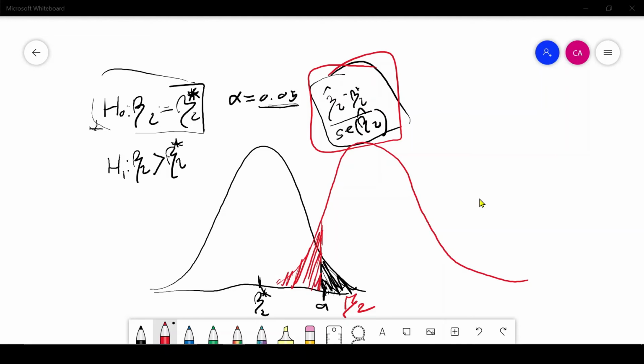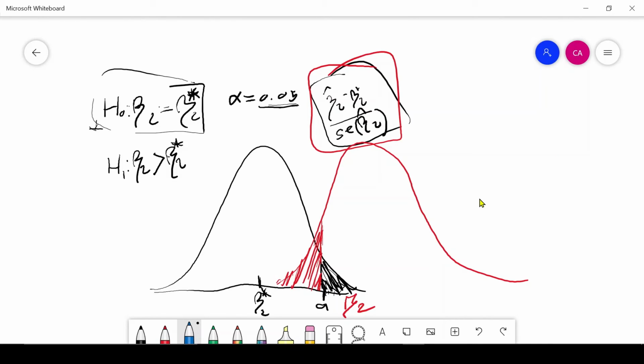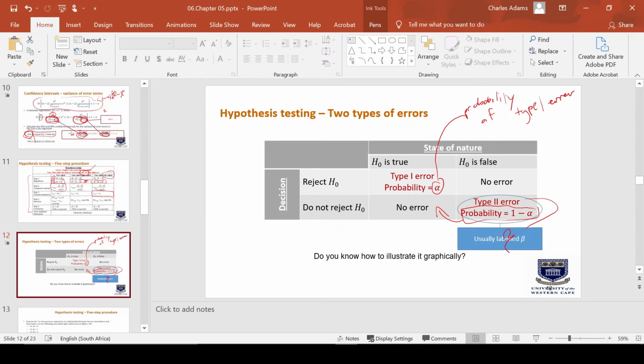So if we reduce alpha, let's choose a blue color over here. Should we try to reduce alpha to some value less than 0.05, then it's going to lie somewhere over here. In that case, we reduce the probability of committing a type 1 error, but we necessarily increase the probability of committing a type 2 error. And that's why there is a trade-off between committing a type 1 error and a type 2 error.